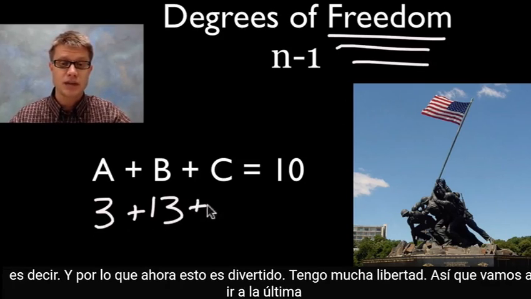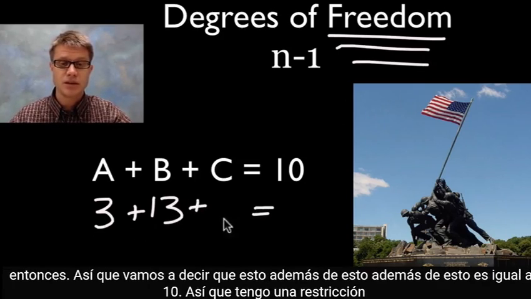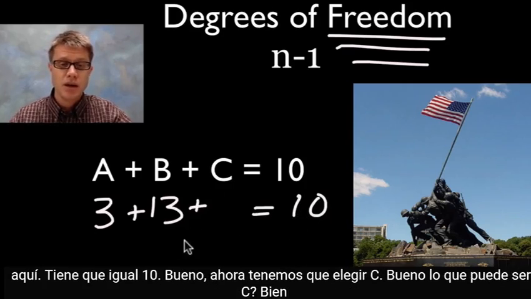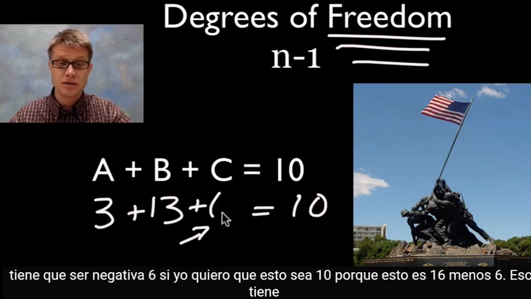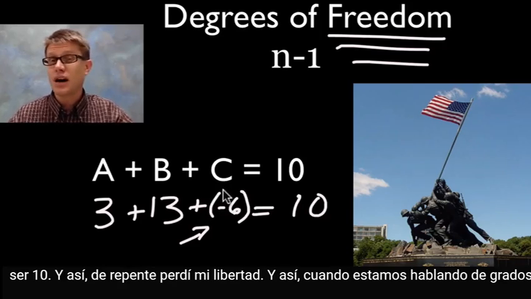So let's go to the last one then. So we're going to say that this plus this equals 10. So I've got a constraint here. It's got to equal 10. Well, now we got to choose C. Well, what can C be? Well, I've all of a sudden lost my freedom here. In other words, if this is 3, this is 13, this has to be -6 if I want this to be 10, because this is 16 minus 6, that's got to be 10. And so all of a sudden I lost my freedom.